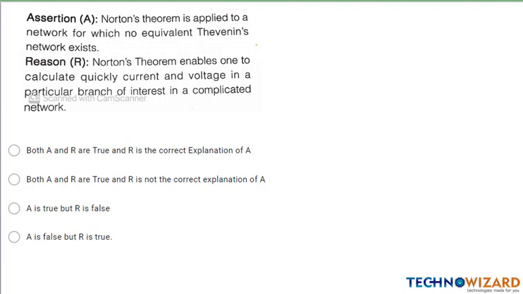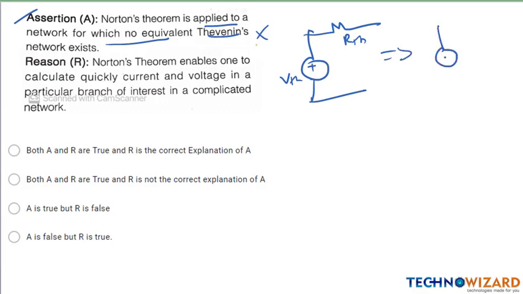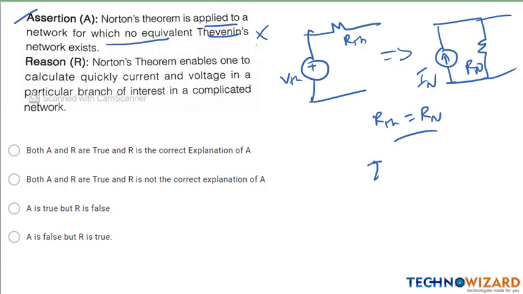This is an assertion reason question, a very important question. Norton theorem is applied to a network for which no equivalent Thevenin theorem. No, this is wrong. From Thevenin theorem, plus minus RTH, VTH, you can easily make Norton circuits, that is IN or RN, because we know that RTH is equal to RN and IN is equal to VTH upon RN or RTH. This is how they are equivalent. Thevenin and Norton are equal. Therefore, A is false, but R is true. Option D is the correct answer.